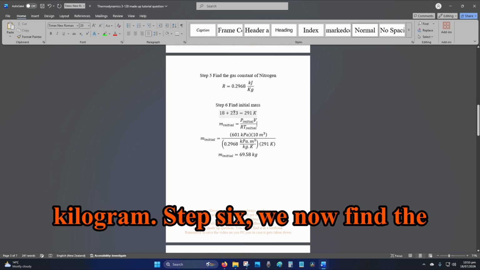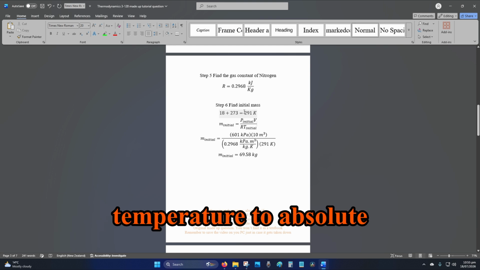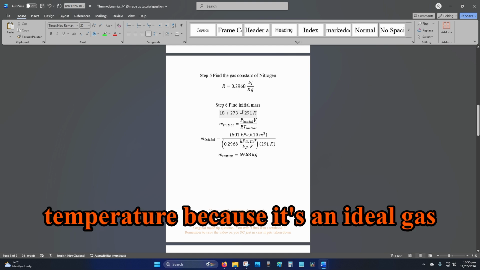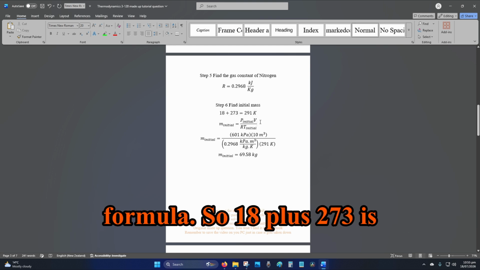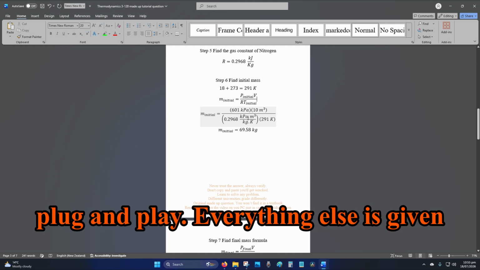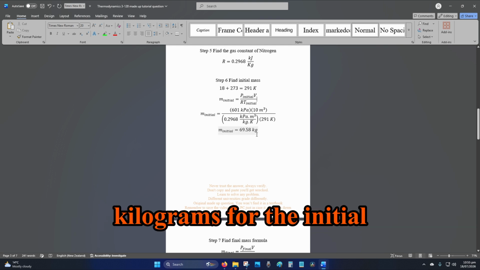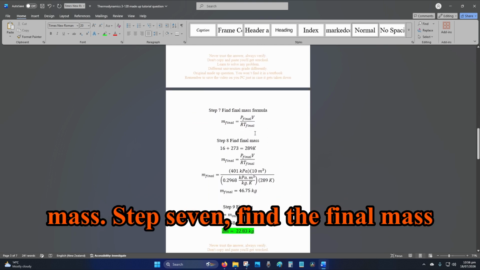Step 6, we now find the initial mass. So we need to convert the temperature to absolute temperature because it's an ideal gas formula. So 18 plus 273 is 291 Kelvin. And now we just plug and play. Everything else is given in the question. So we get 69.58 kilograms for the initial mass.